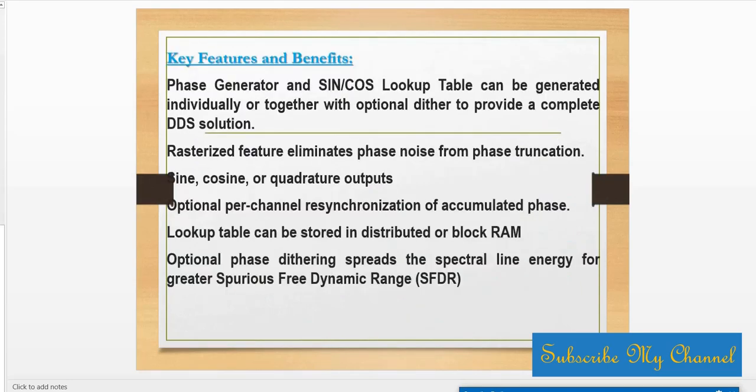Now first let's have a look at the key features and benefits of the DDS compiler. It has a phase generator and a sine or cosine lookup table, which can be generated individually or together with the optional dither to provide a complete DDS solution.